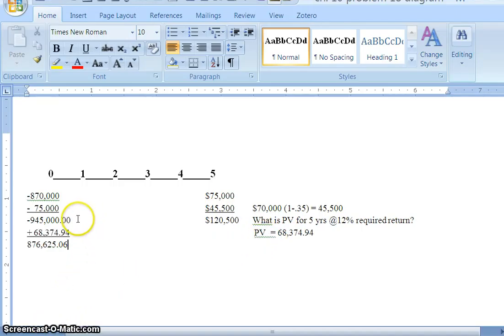So if I look at my initial outflow, initial investment, plus the net present value of what I'm going to recoup at the end, $876,625.06 is the amount of cash flows that I need this sale of this product to cover through 5 years of production.